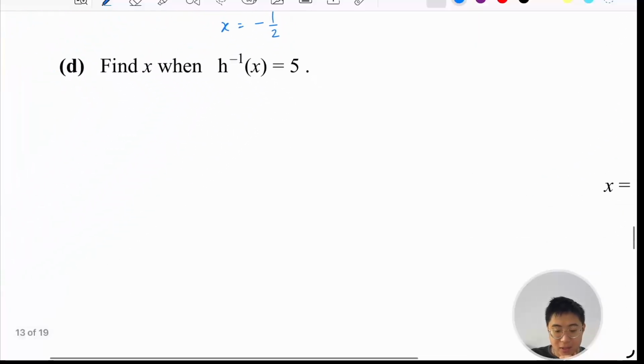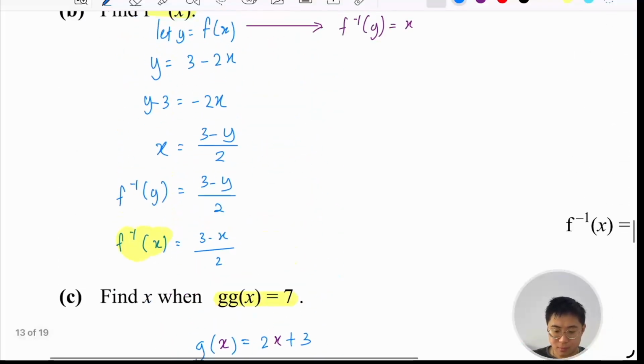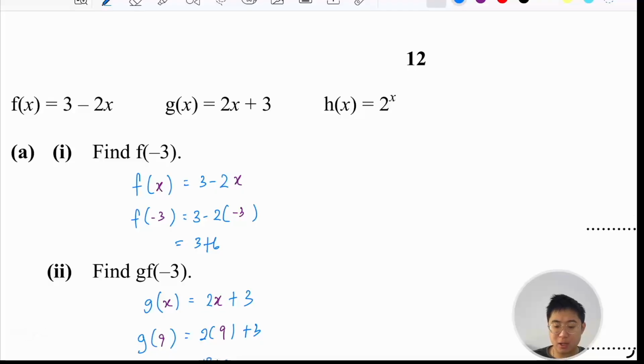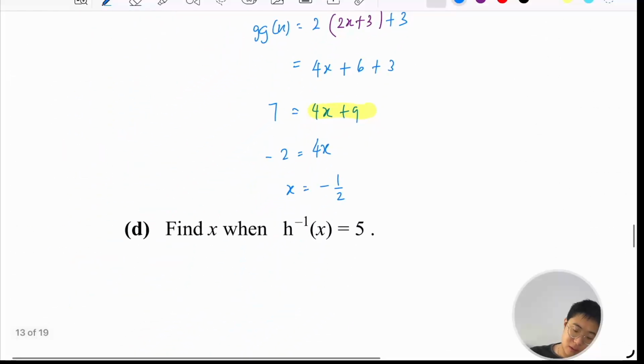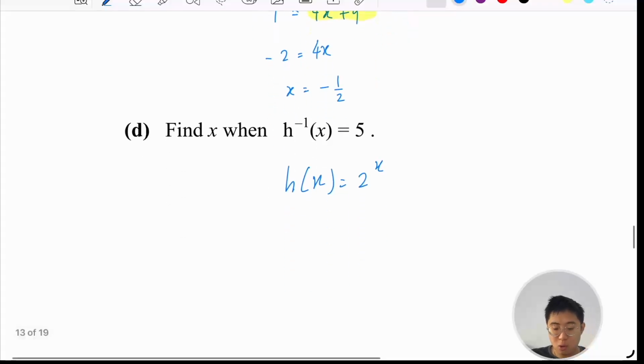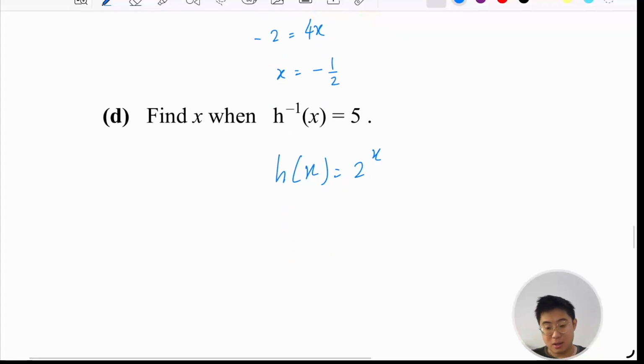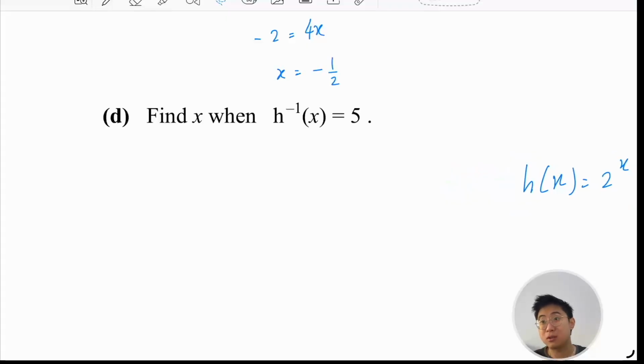Next question. Find x when inverse of h equals 5. Okay, so we'll do inverse of h. h is 2 power x. h(x) equals 2 power x. Now, normally in maths, if you take that subject, we will just inverse this. You'll get a logarithm. You wouldn't know what that is if you just take normal math. And then we'll just equal 5. But in normal math, you don't learn about that. So what we're going to do instead is, instead of inversing the h(x), we will inverse the inverse.